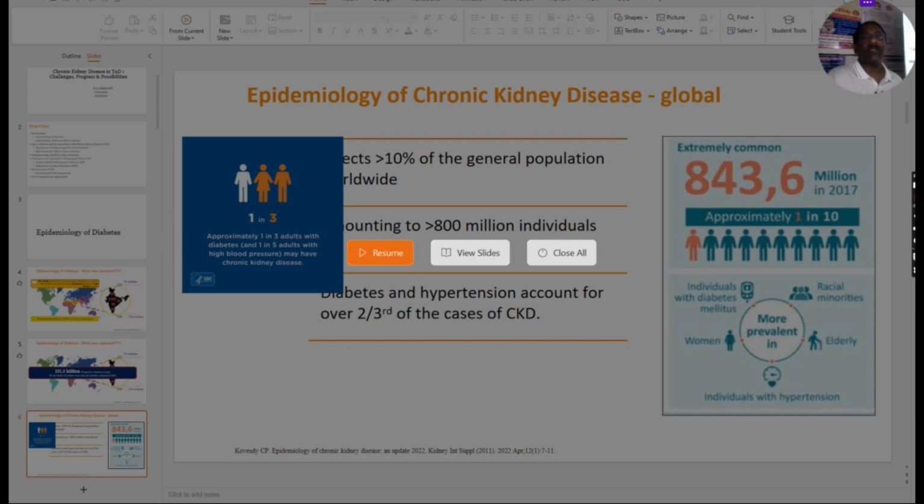Moving to the epidemiology of CKD globally, more than 10% of the general population worldwide is affected, accounting for more than 800 million individuals. Diabetes and hypertension account for over two-thirds of the cases of CKD. That is the global picture. So all over the world, the two important causes of CKD are diabetes and hypertension. Unfortunately, both are very close friends, with common etiological and environmental factors, and they are very commonly associated.